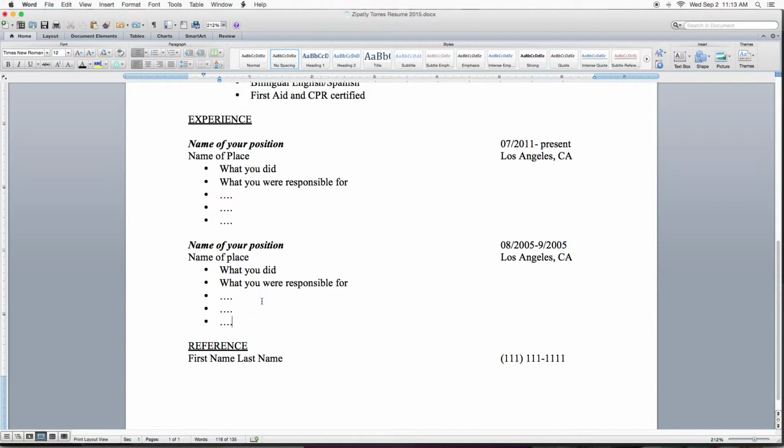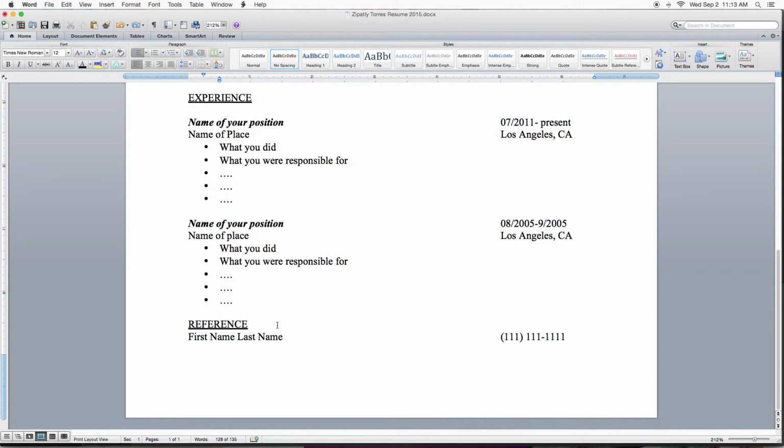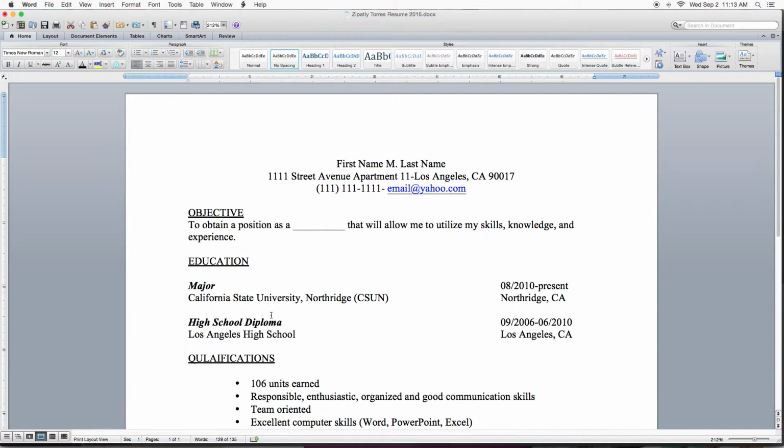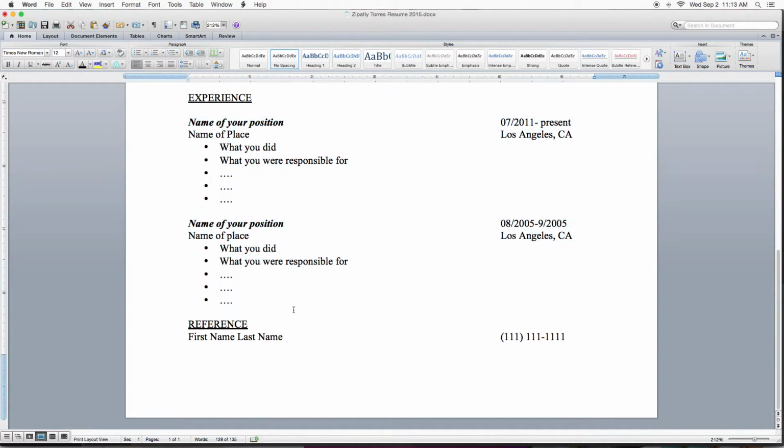I would suggest sticking to 2 or 3 main ones, unless you really have something where they all are relevant to the position you're applying to. Then I suggest that you add that as well. Otherwise, if your experience or job has nothing to do with the position you're applying for, I wouldn't put that in there, just because it's not relevant.